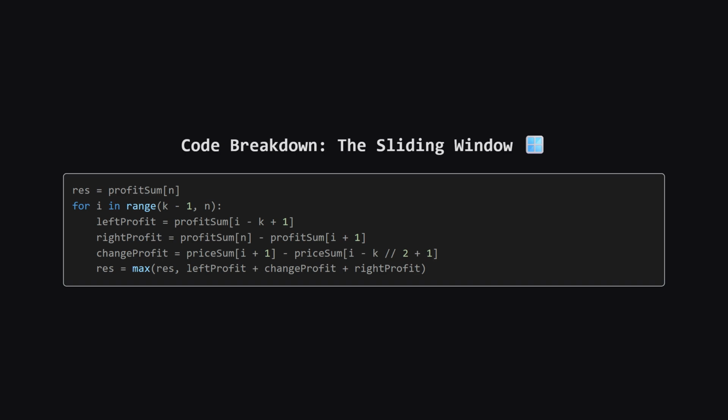The change profit is the tricky part. Remember, in our window the first half becomes hold, zero profit. And the second half becomes sell, profit equals price. So we just need the sum of prices for that second half. We use our price sum array to calculate that sum in an instant. Finally, we add these three parts together and see if it beats our current best.